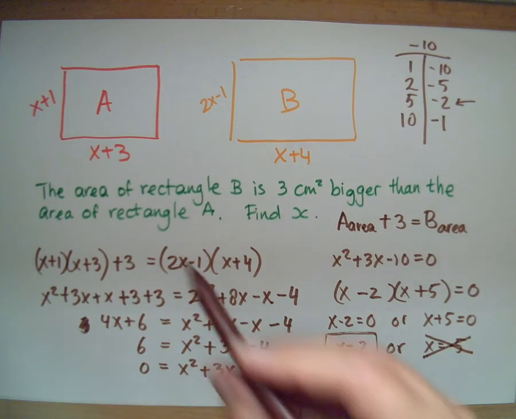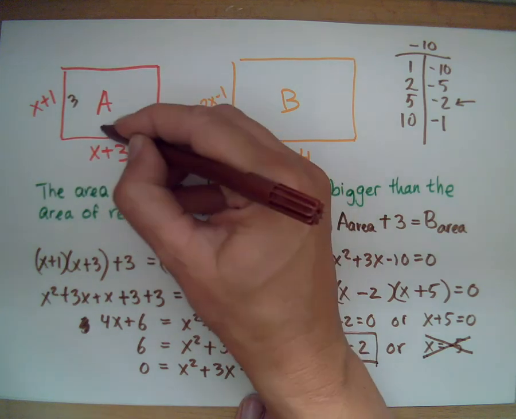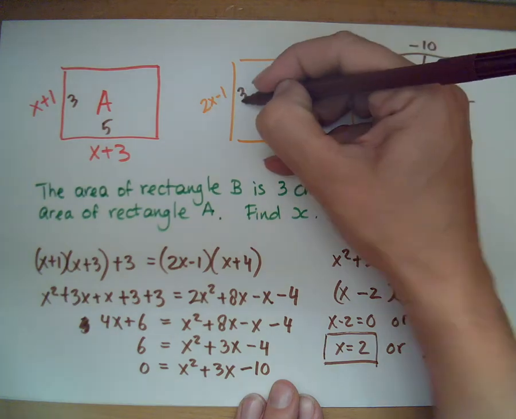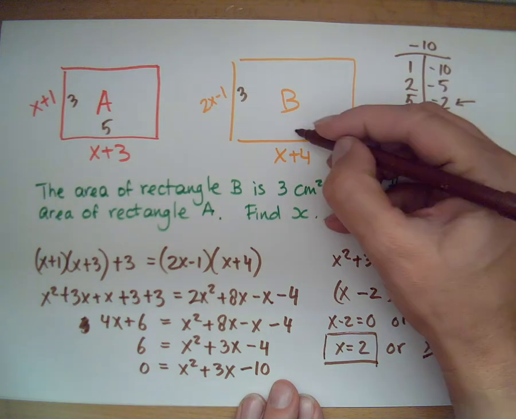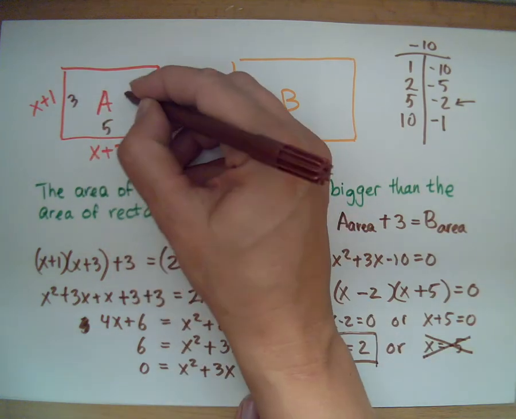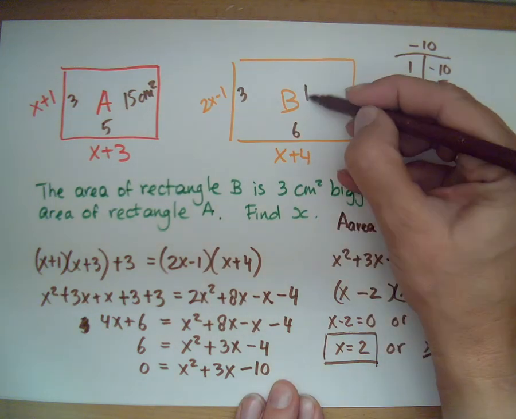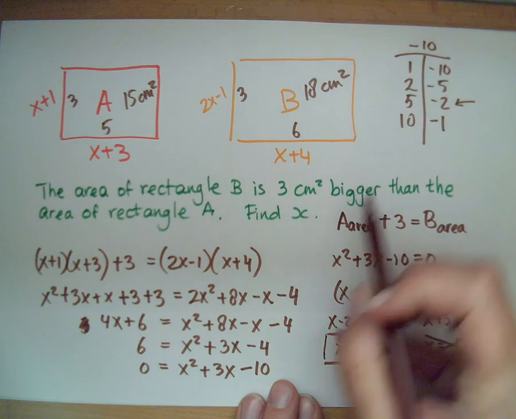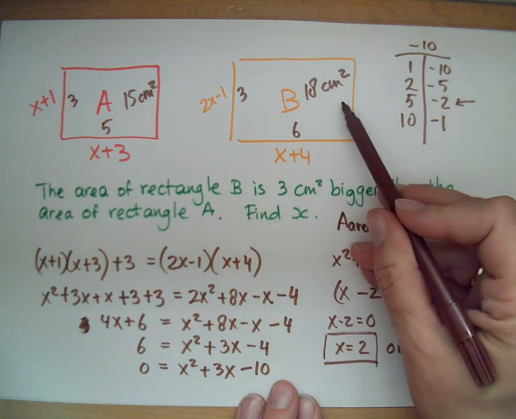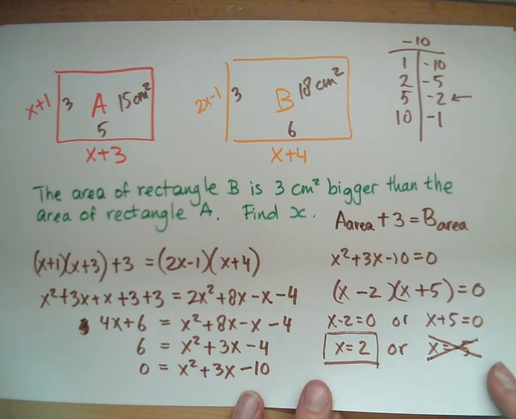If x is 2, this side would be 2 plus 1, which is 3. This side would be 5. This would be 2 times 2, which is 4, minus 1, which is 3. 2 plus 4 is 6. Because I like checking my work, 3 times 5 would be 15 square centimeters. And this would be 3 times 6, which is 18 square centimeters. That does make rectangle B's area 3 square centimeters bigger than the area of rectangle A. So I must be right.